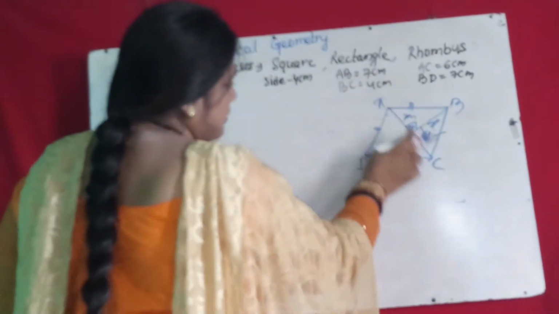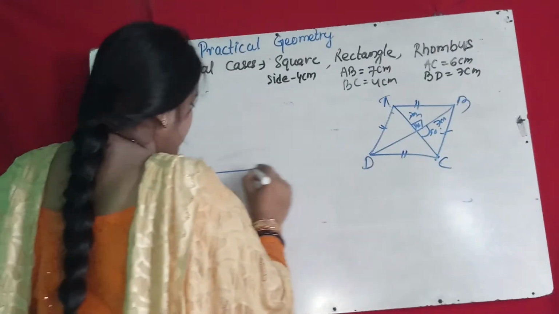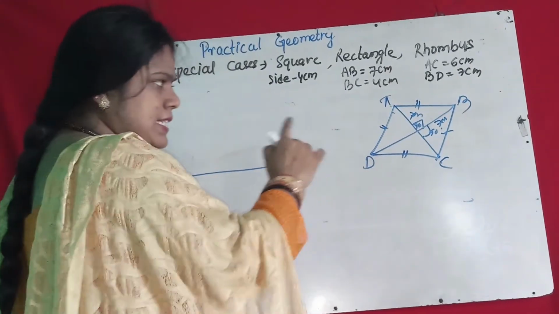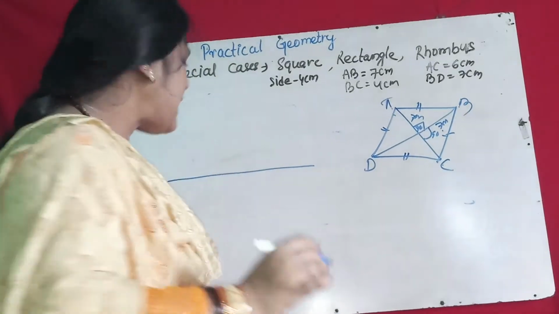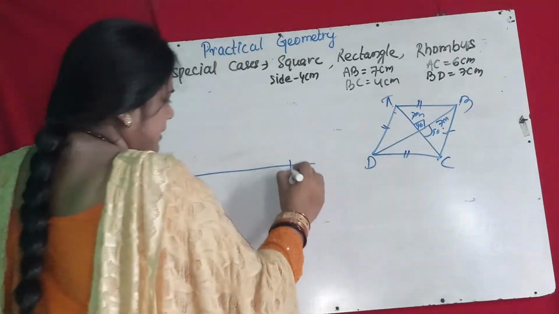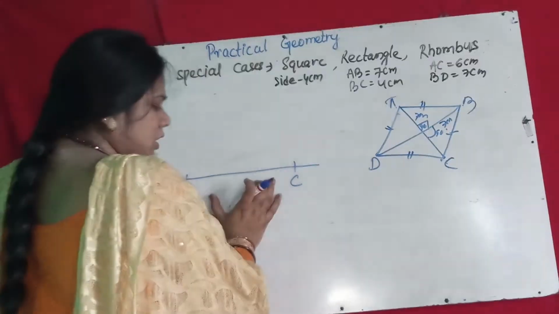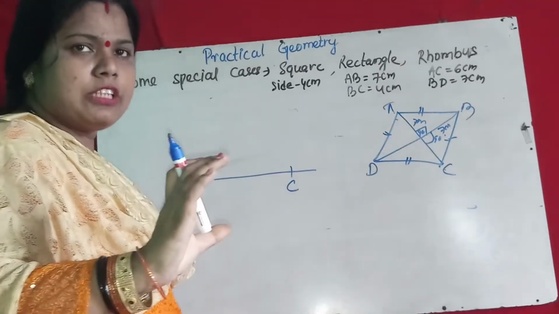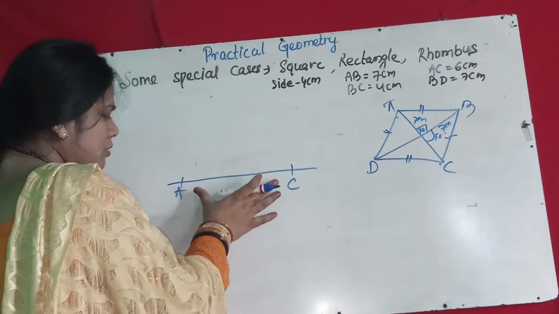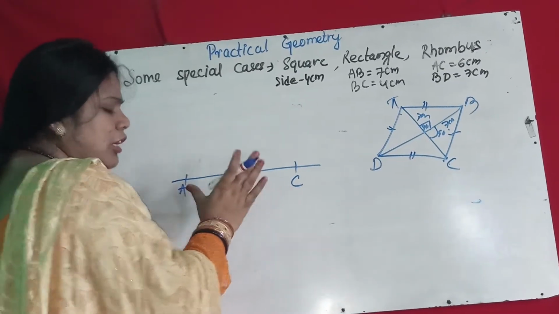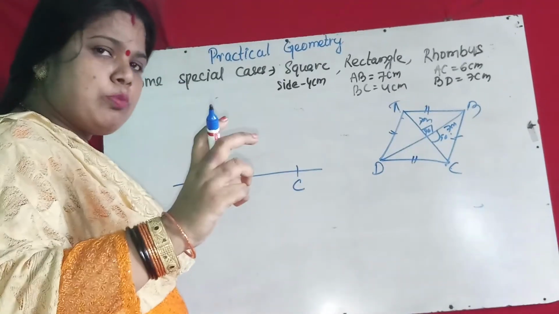So first you take AC, the diagonal. What do we know? They intersect with each other and they are perpendicular to each other. So what we have to do? We divide the AC into two equal parts. So what is the procedure?